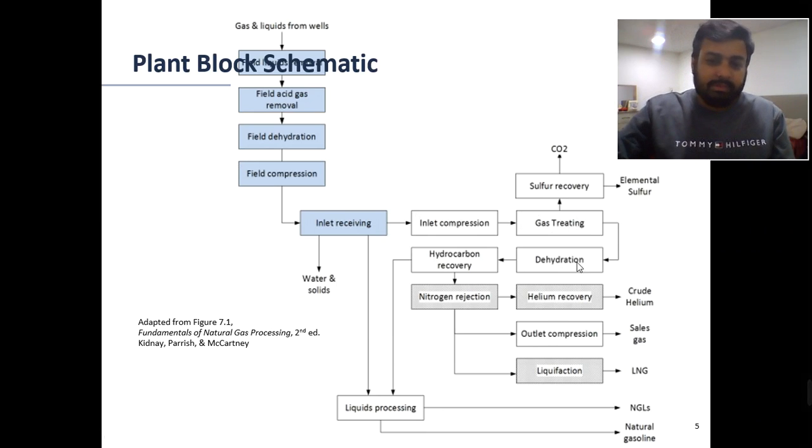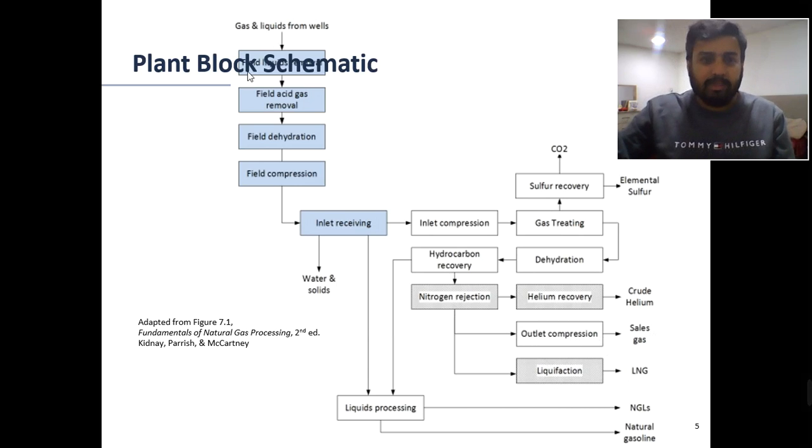We remove the water here. Then we have the hydrocarbon recovery, heavy hydrocarbons. We call them NGLs. Then we remove the nitrogen. Then we have helium, and we send the crude oil there. We send the gases, natural gasoline here, NGLs there, and the CO2 we separated, sulfur we separated, and so on. And after the nitrogen rejection, we compress the gas, we send it to the sales gas, or we convert it into the liquid form.